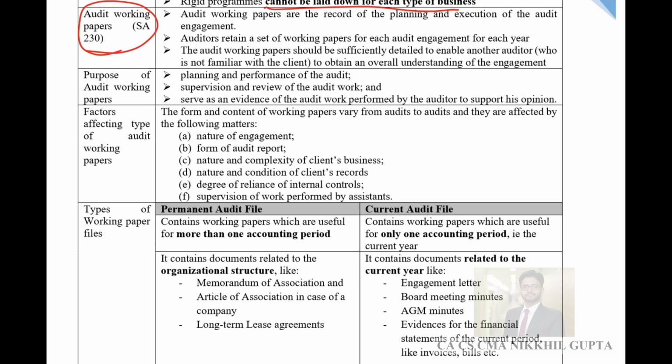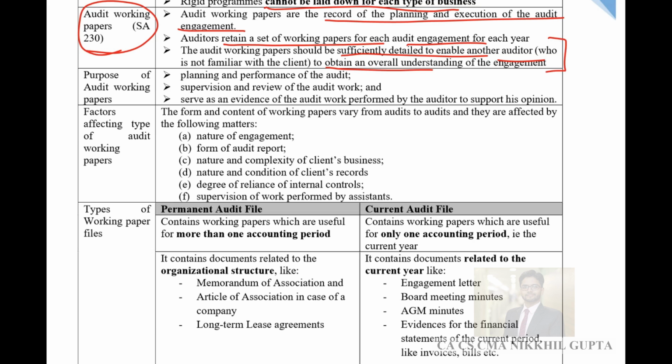So these working papers are very, very important from an evidence standpoint. Evidence is created through these audit working papers. Audit working papers are a record of planning and execution of an audit engagement. Auditors retain a set of working papers for each audit engagement for each year. Audit working papers should be sufficiently detailed to enable another auditor who is not familiar with the client to obtain an overall understanding of the engagement.